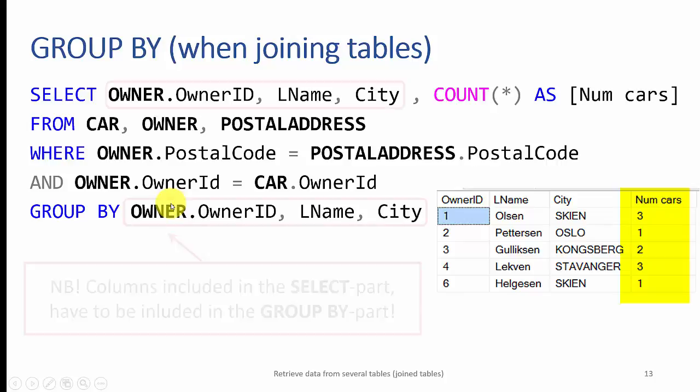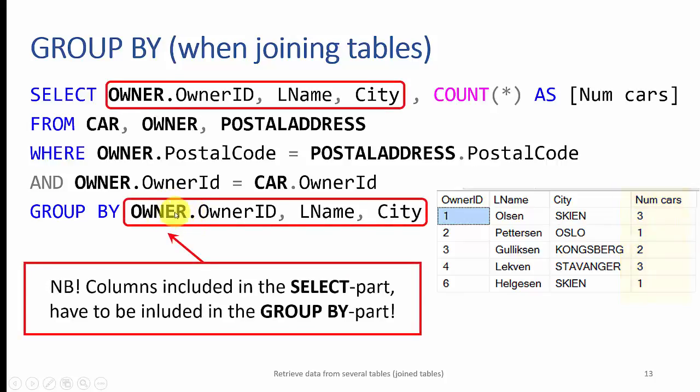One thing to notice is that when we use this group by statement, then all the columns that we include in the select part have to be included also in this group by part. Even though I only want to group my results on this owner ID column, I still also have to add L name and city because I have them in the select part, or else I will get an error.